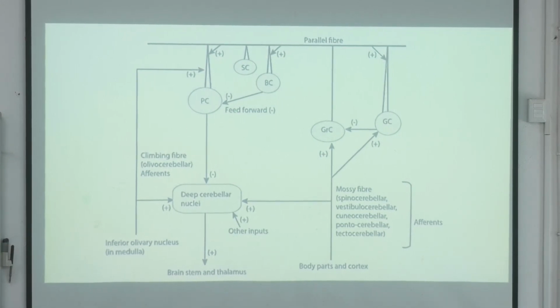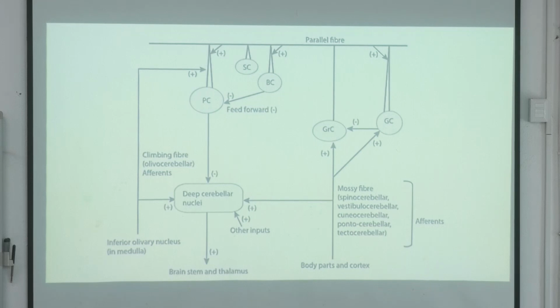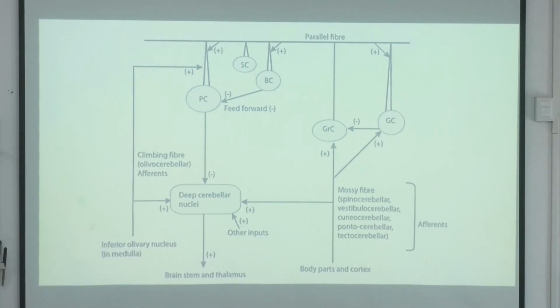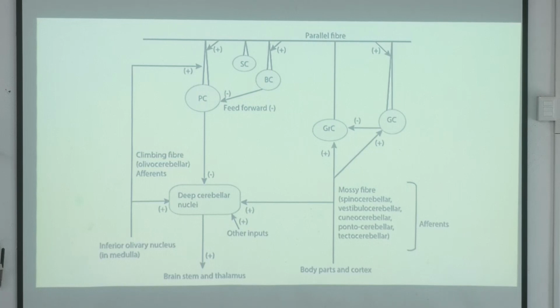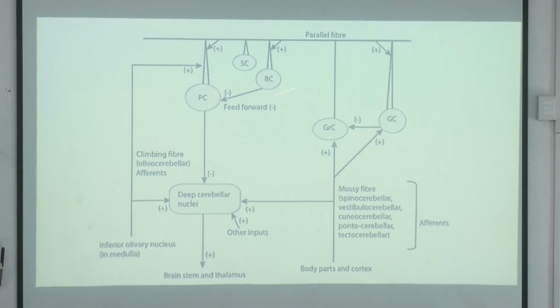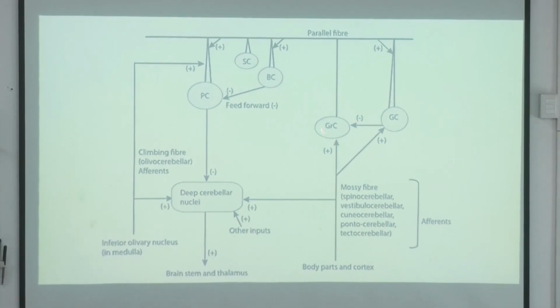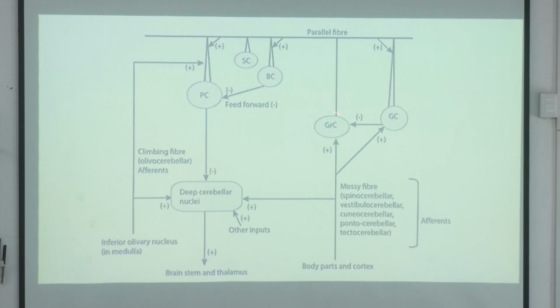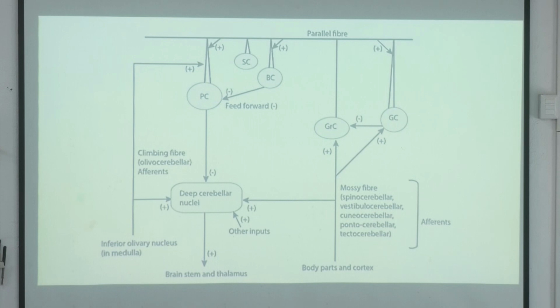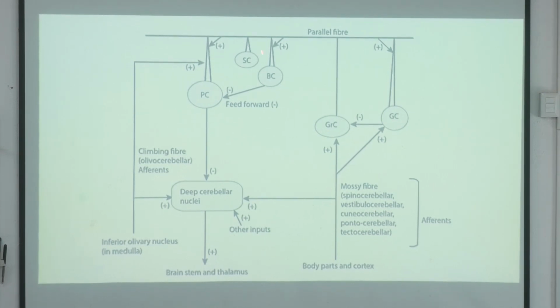And here is an example of feed forward inhibition, okay. Very frequently your examiner asks you, give me an example of feedback inhibition and give me an example of feed forward inhibition. So you see, here is an example of feed forward inhibition. What is happening over here? Granular cell is activating basket cell, and basket cell is inhibiting Purkinje cell. So this is an example of feed forward inhibition.